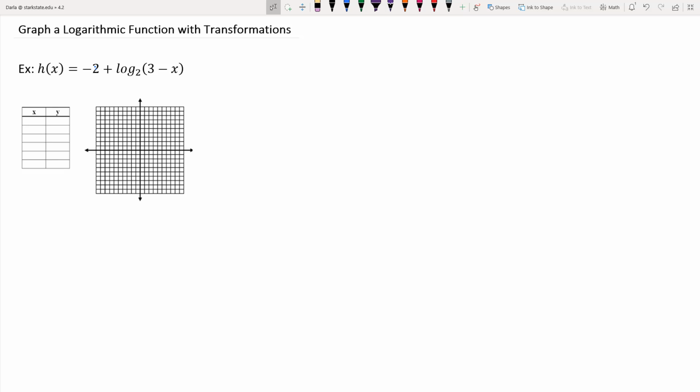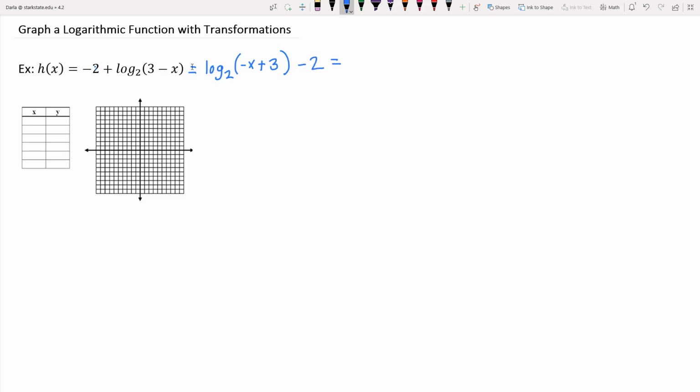The focus of this lesson is on graphing logarithmic functions that have transformations. The first thing I would do is rewrite my equation so that I can see the transformation. I like to have my logarithm first, and I also like to have my x term first in terms of what I'm taking the log of. I'm just going to change those orders around, which does not change my function.